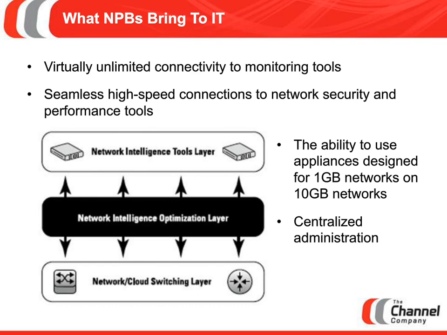What NPBs allow IT to do is have virtually unlimited connectivity to all their monitoring tools. And right now, that connectivity is absolutely being strained in most situations. Again, we're now able to use appliances that are designed for these slower networks, 1 gigabit and 10 gigabit networks, and start using these appliances still in these 40 gigabit and 100 gigabit networks. And finally, this idea of centralized administration.